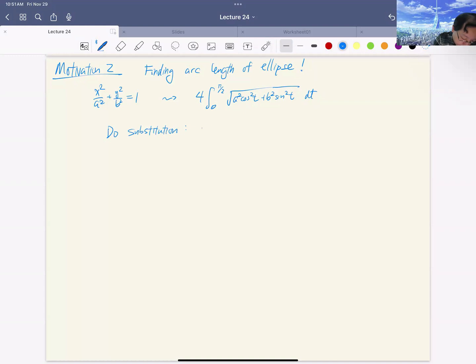So I simplify the substitution. It is of this form. So this number is usually called the eccentricity. The circle has 0 eccentricity. So the square root of this term is the eccentricity. So if you do this substitution, then the above integration becomes this expression.